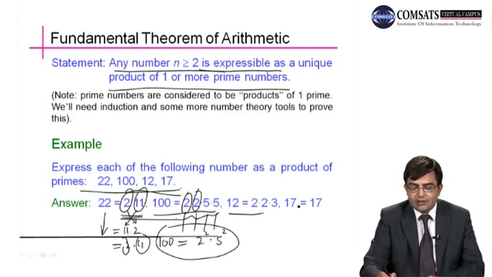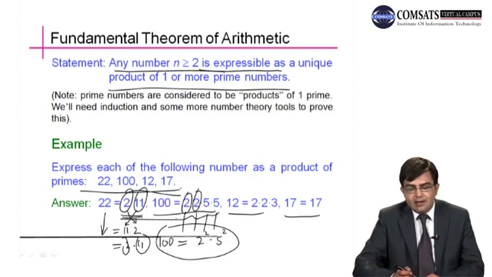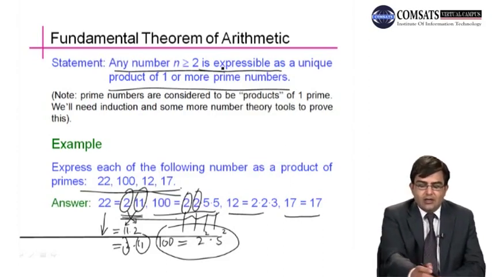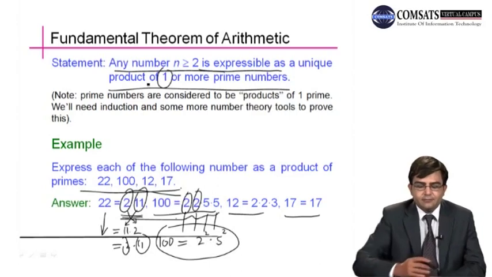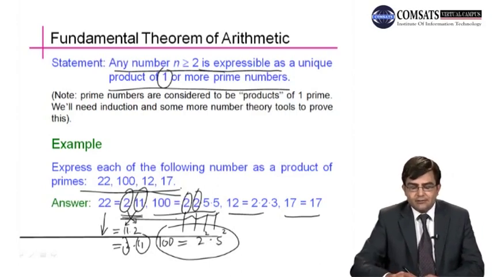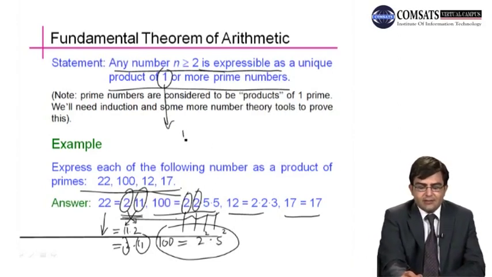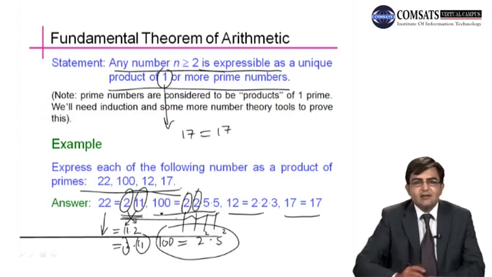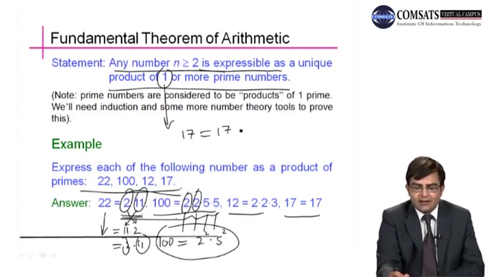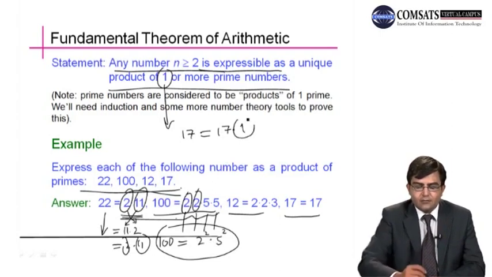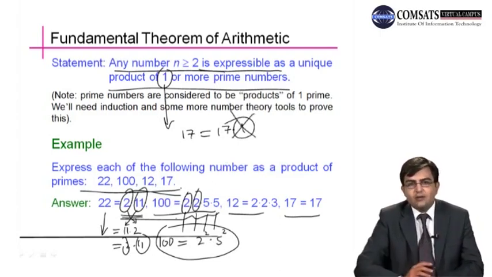Similarly, we can take 12, we can take 17 here. As we have seen, any number greater than or equal to 2 is expressible as a unique product of one or more prime numbers. Here, "one" — what does it mean? If the given number is prime, for example 17, then 17 will be expressed as 17 only. We cannot write here 17 into 1, because 1 is not a prime number.